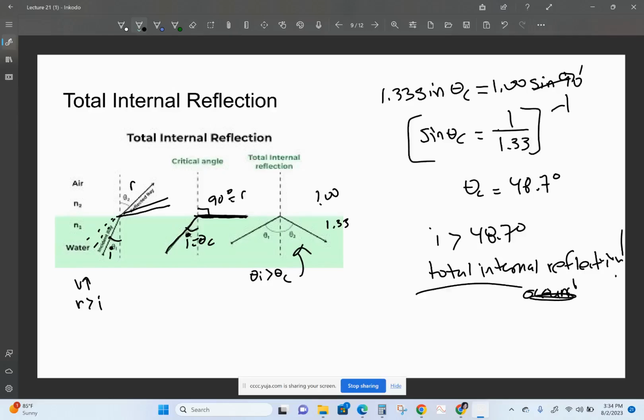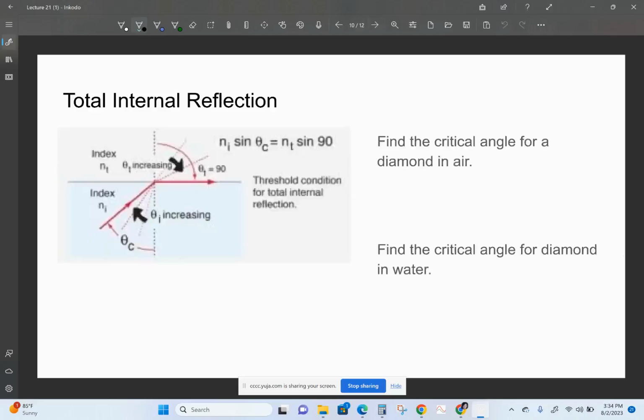So it's going to totally internally bounce back in. This is the premise of fiber optics. And this is also why when you look at a body of lake, it looks sparkly from the inside, because you do get light that goes into the water, that doesn't bounce back out into the air, and it bounces off the bottom, and then some of that light is going to try to bounce out at a greater angle than 48.7 degrees, and it will bounce back in. So it can make the water look like it's glowing inside.